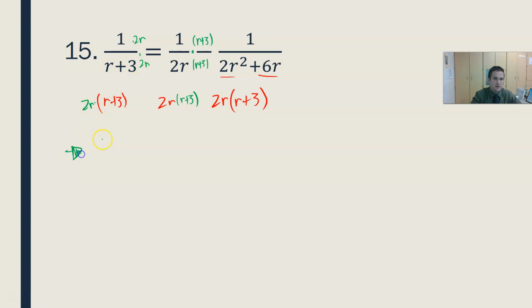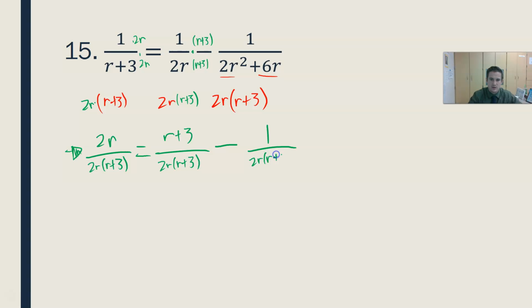So I'm going to write an arrow here. Here I have 2r over 2r times r plus 3. So I multiply by 2r on the top and on the bottom. Equals 1 times r plus 3 is just r plus 3 over 2r times r plus 3. So I multiplied by r plus 3 on the top and the bottom there. Minus 1, this one hasn't changed, over 2r times r plus 3.